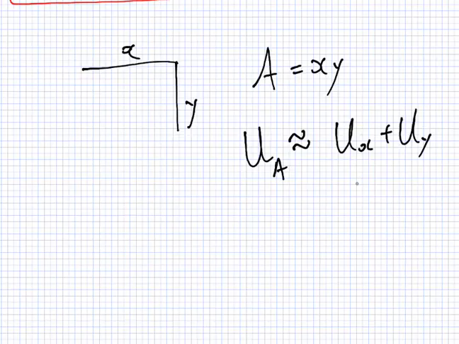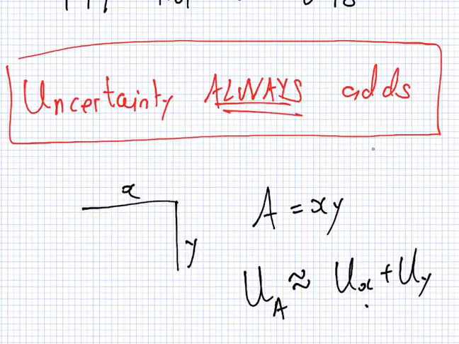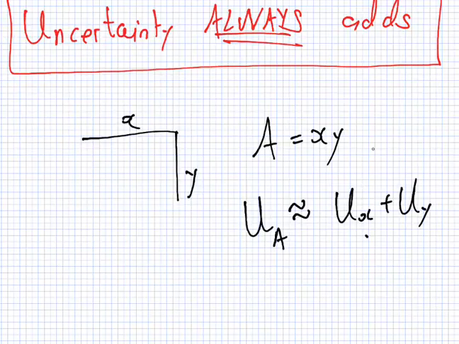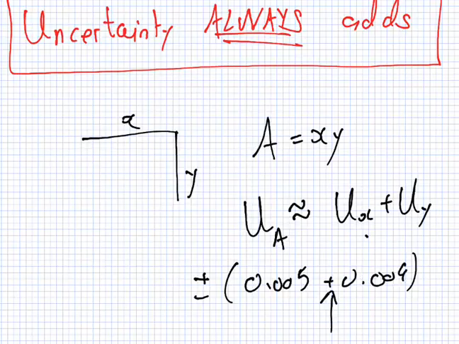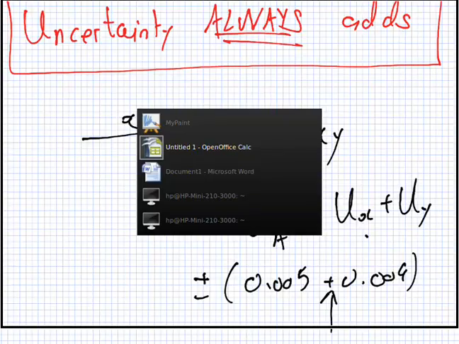Uncertainty in the area. Cancel? Huh? They will cancel. Which ones? Oh no, the uncertainties don't cancel here. Because as you just recall a moment ago, uncertainty always adds. So whenever you're making repeated measurements and things are getting calculated, uncertainty adds up. No, no, it will be plus or minus 0.005 plus 0.004 or whatever. That's what I mean by always add. This is how we combine them. Okay. Going on.